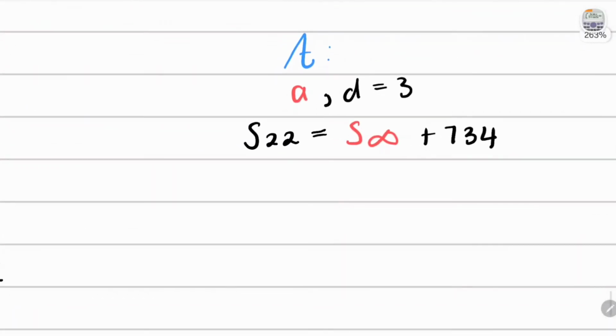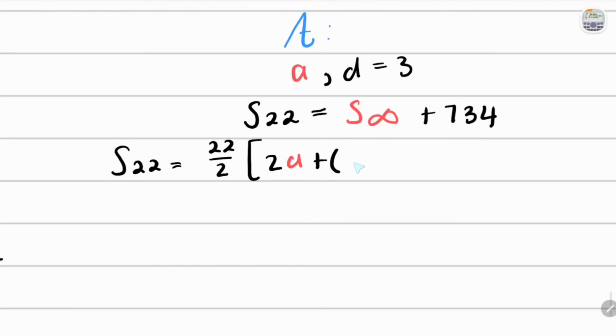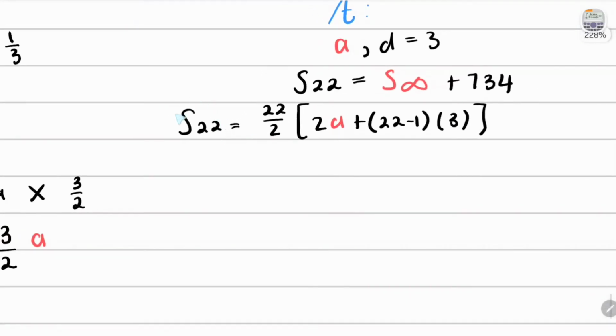Okay, so here we have the sum of 22 terms. So we need the sum of series formula. So that is S22, which is equal to n over 2, but we know n is 22, so 22 over 2. And then 2a, which is what is missing, but is common in both, so we'll still call it a, plus n minus 1, which is 22 minus 1, multiplied by our difference of 3. Okay, and then we close that. And now we are saying that the sum of 22 terms is equal to the sum to infinity plus 734.